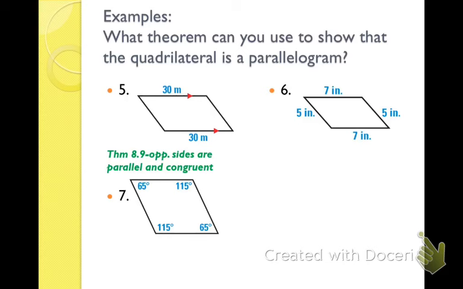Six. Devin, how do we know 6 is a parallelogram? Gunnar, how would I know 6 is a parallelogram? Both pairs of opposite sides are parallel. They're not parallel. Look at how it's marked. They're congruent. Yeah, they're congruent. Both pairs of opposite sides are congruent.